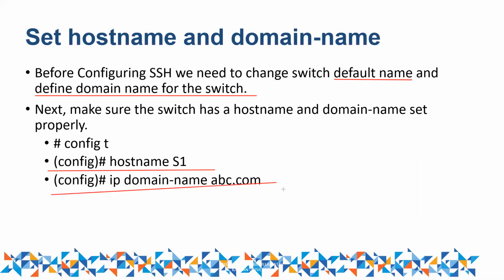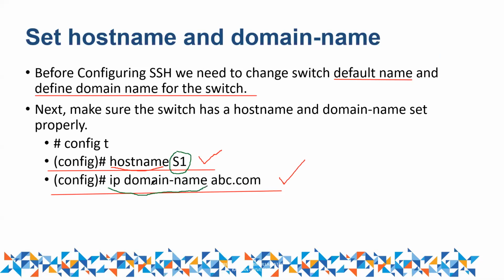Okay. So first of all, you should go to the global configuration mode. And in the global configuration mode, you will run these two commands. First, hostname. This is a command, where S1 is the switch name, okay? We will assign our switch the name S1, okay? Then in the same mode, you have to run this next command, ip domain-name.